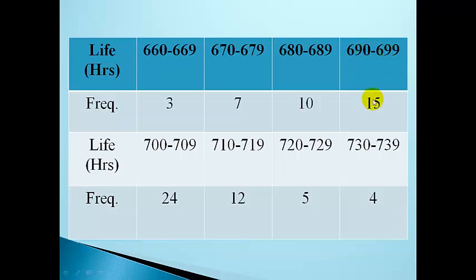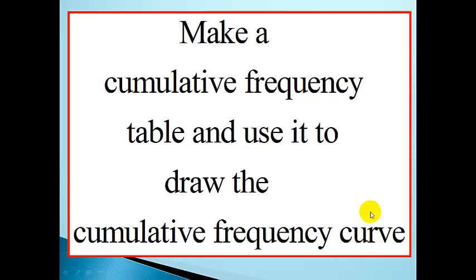690 to 699, the frequency is 15. 700 to 709 is 24. 710 to 719 is 12. 720 to 729 is 5. And 730 to 739 is 4. Now, this is the table that we are given.